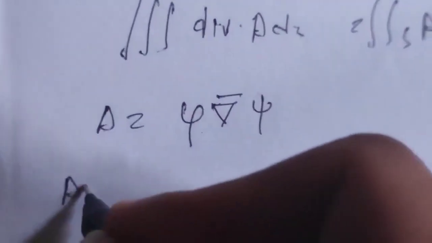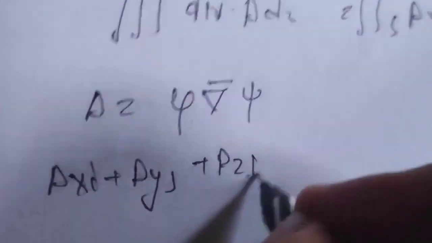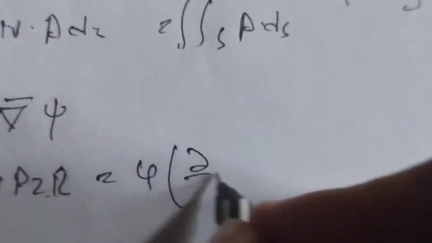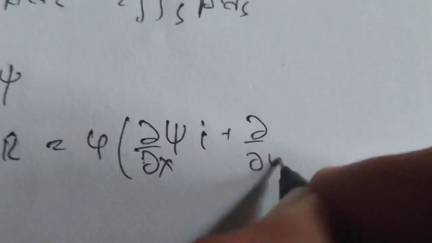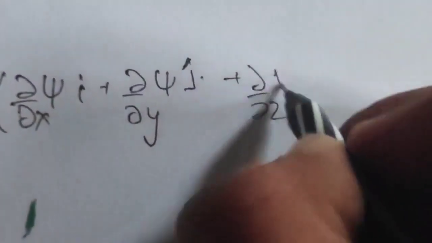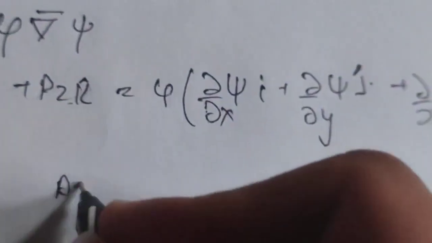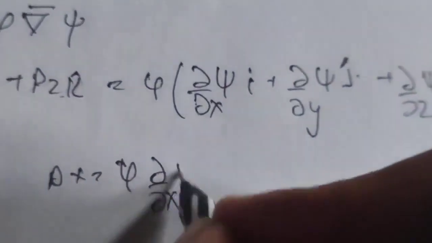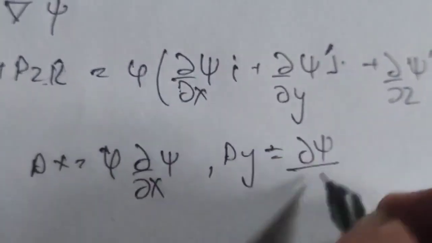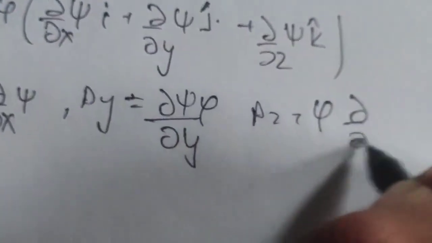If A is in component form, Ax i cap plus Ay j cap plus Az k cap, it becomes phi del upon del x psi i cap plus phi del upon del y psi j cap plus phi del upon del z psi k cap. Now let's say it simply once again: for Ax it becomes phi del psi upon del x, for Ay it becomes phi del psi upon del y, and for Az it becomes phi del psi upon del z.